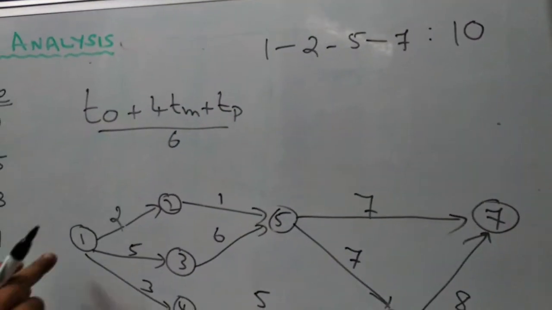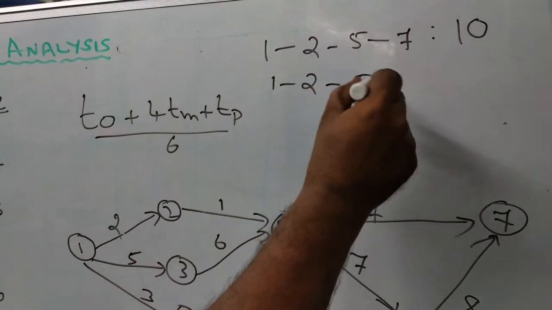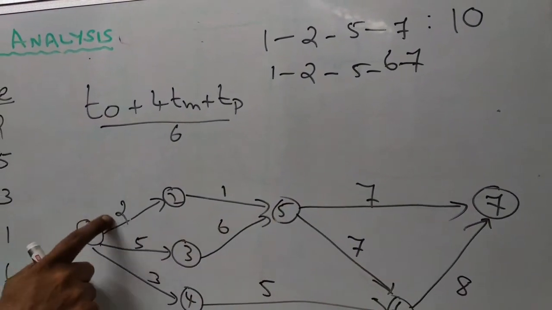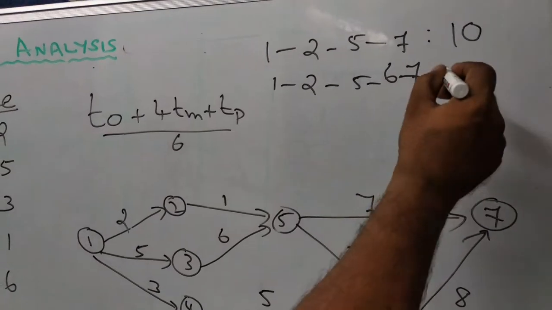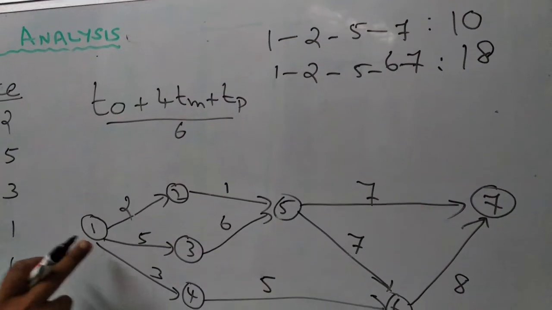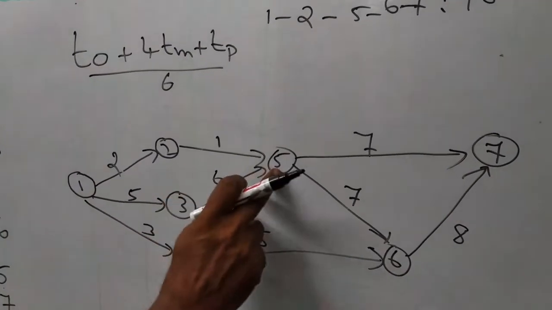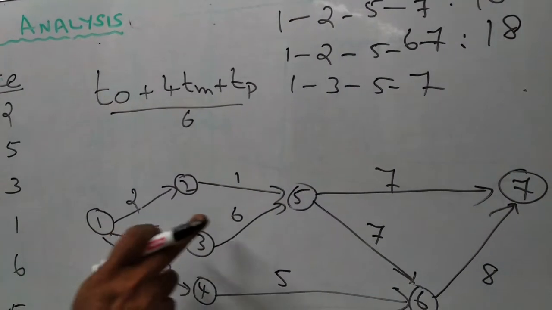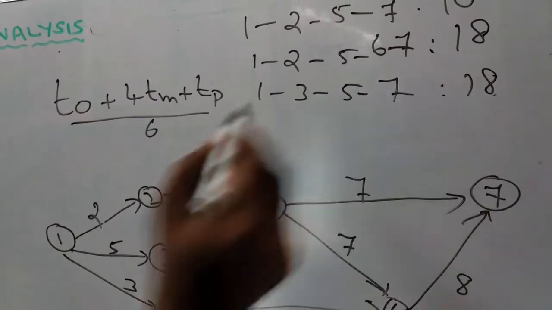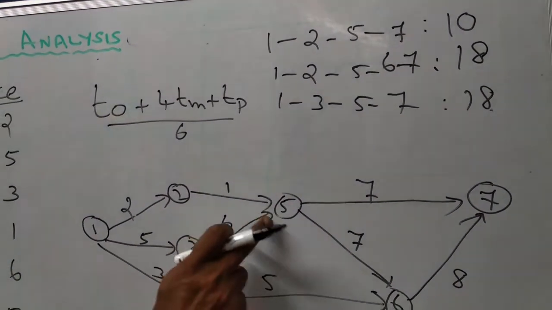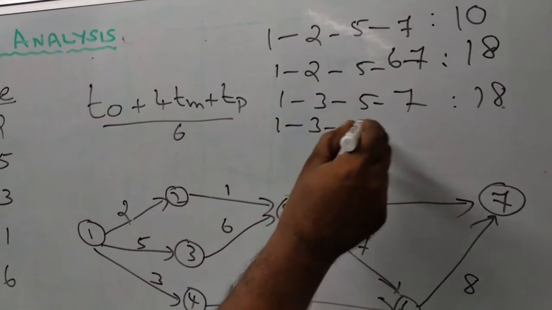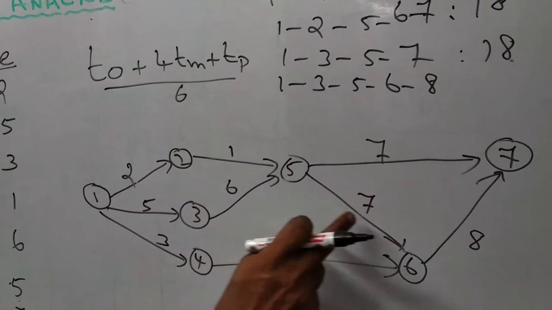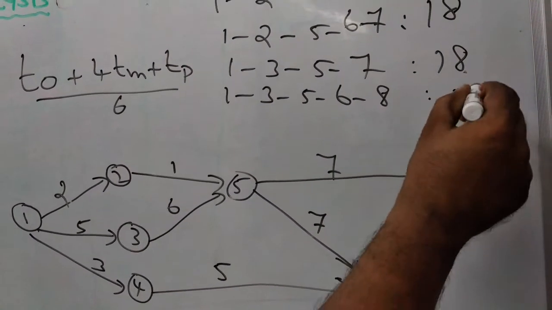Then another path is 1, 2, 5, 6, 7. Its duration is 2 plus 1, 3, plus 7, 10, plus 8, 18. Then one more, 1, 3, 5, 7. Duration is 5 plus 6, 11, plus 7, 18. Again, 18. The next one is 1, 3, 5, 6, 7. That is 1, 3, 5, which is 11, plus 7, 18, plus 8, 26.